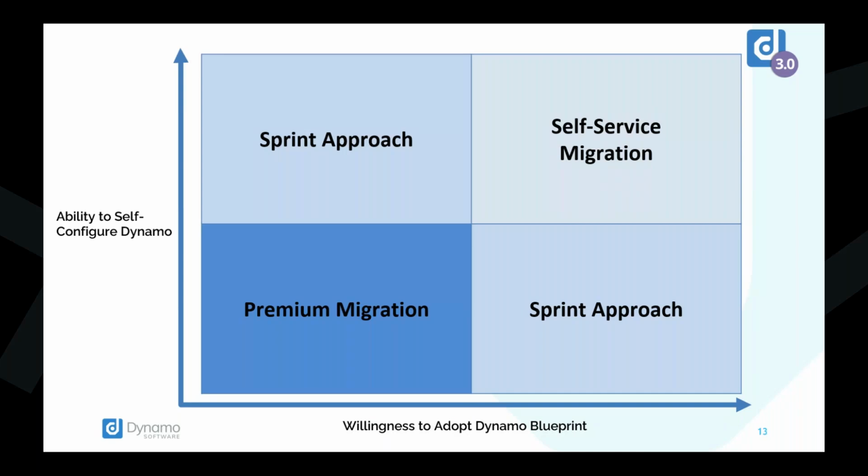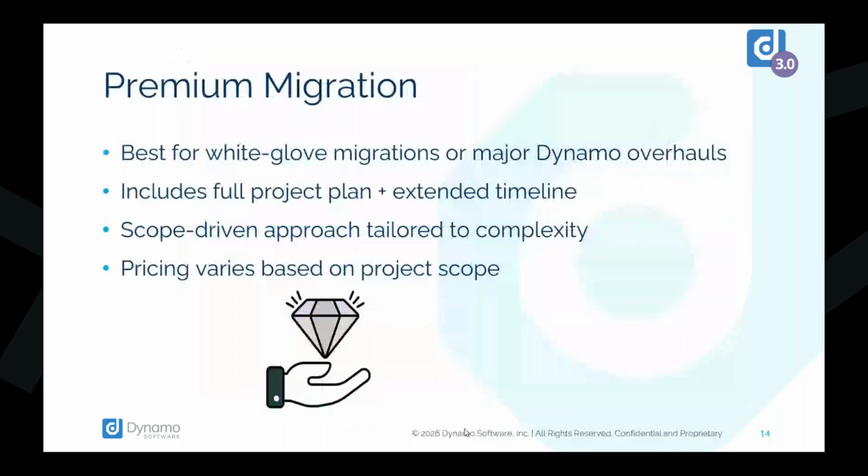So we have the premium migration, self-service, and then sprint, which is a hybrid model, a newer flexible approach. And we'll take some time to go over these three options in detail. Starting with premium migration, this is best suited for complex or high touch migrations. It's ideal for clients that have significant existing customizations or those that are looking to restructure, streamline, or really modernize how they're using Dynamo as part of the migration.